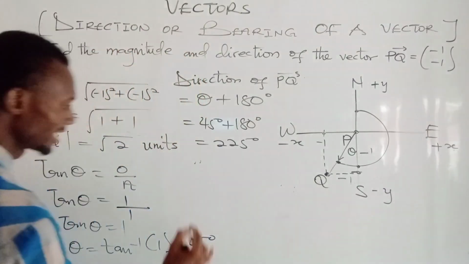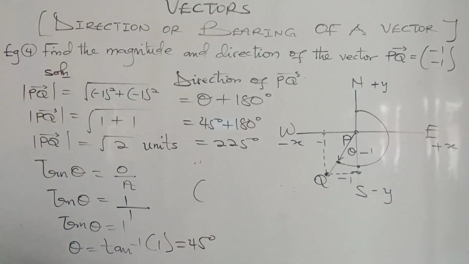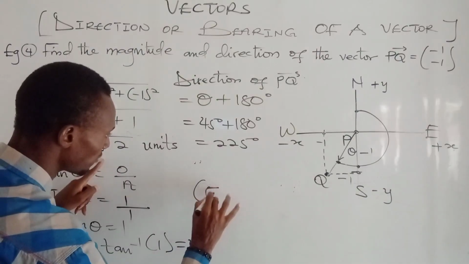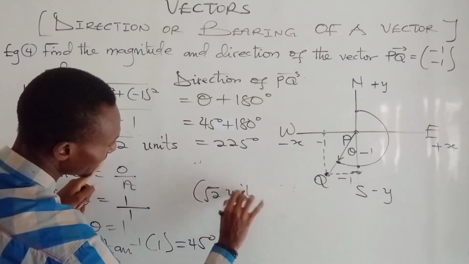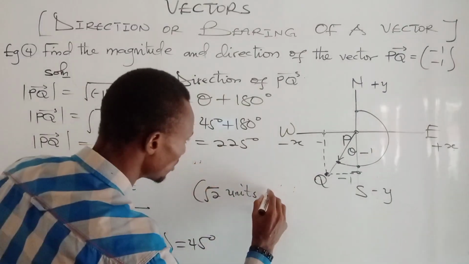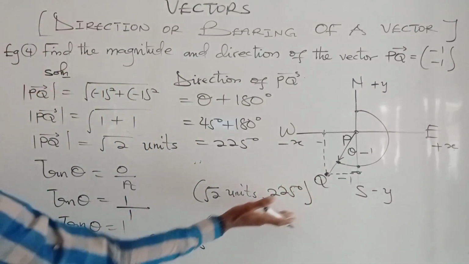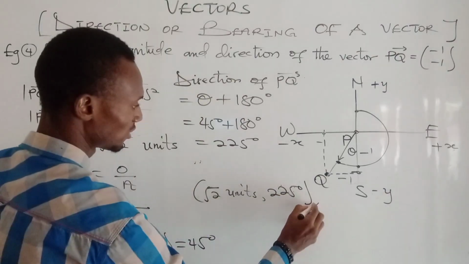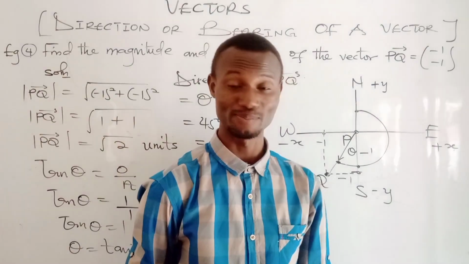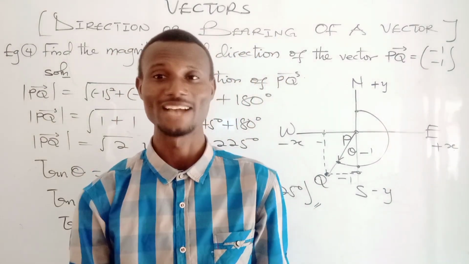So you can just write it this way, to make it look nice. So the magnitude of the vector PQ, we got square root of 2 units. Okay, then you bring your comma, and the direction of the vector PQ, we got 225 degrees. So you put it like this, and that is your final answer. I hope the explanation was clear enough and you understood it as well.